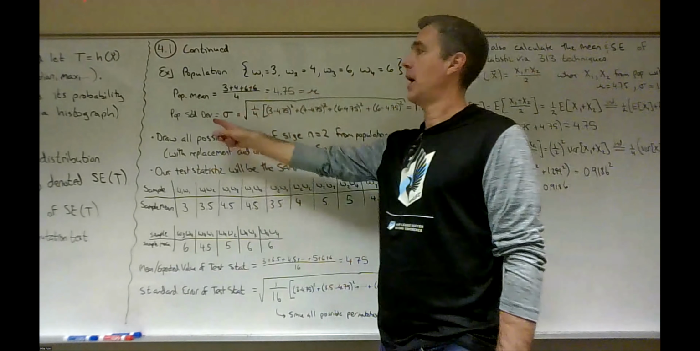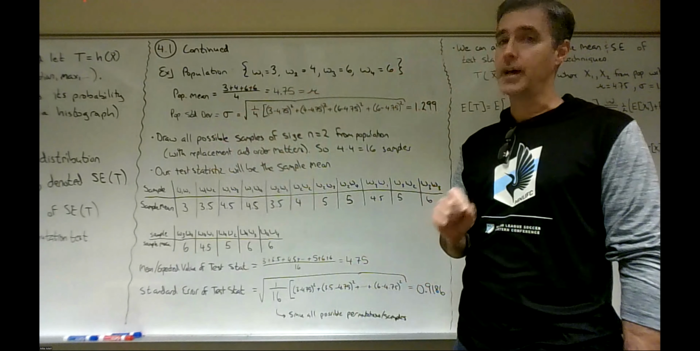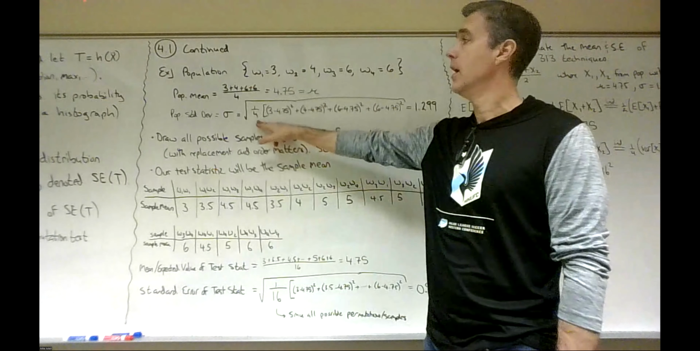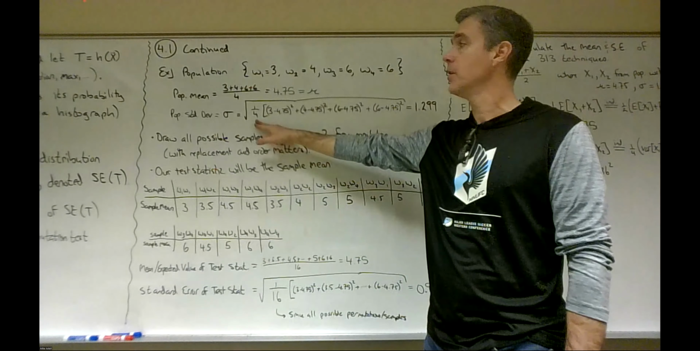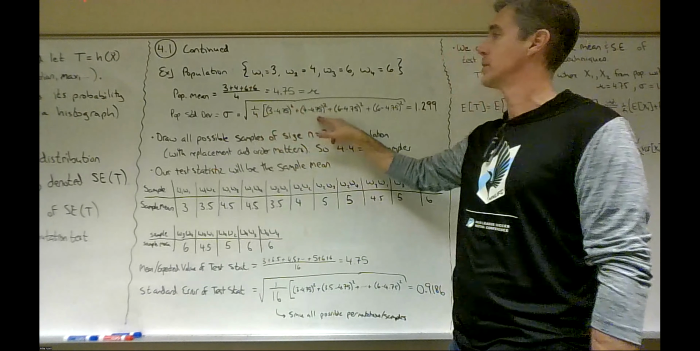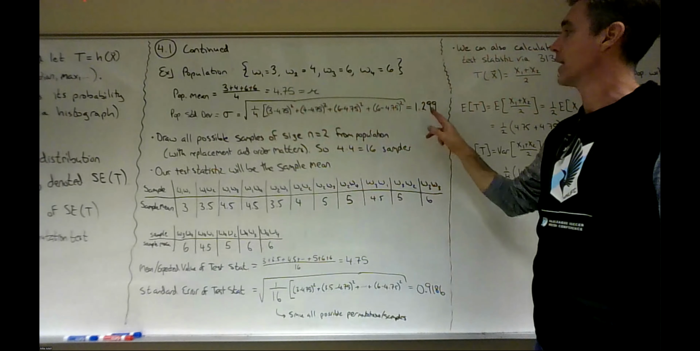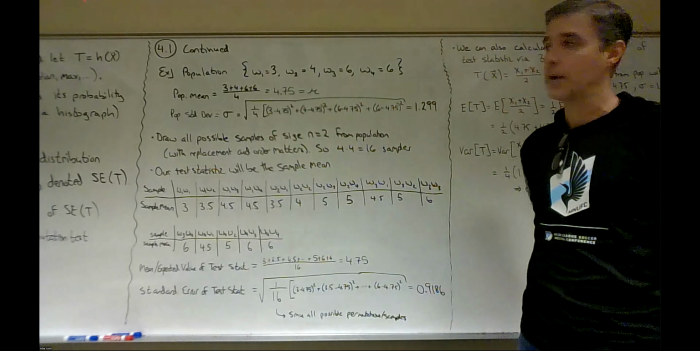And I can calculate the population standard deviation. And since it's the population standard deviation, not a sample standard deviation, I'll be dividing by 4 instead of 3, okay? So I take 1/4, I take 3 minus my mean squared, 4 minus my mean squared, etc., through all values of the population, and I get a population standard deviation of 1.299, okay?